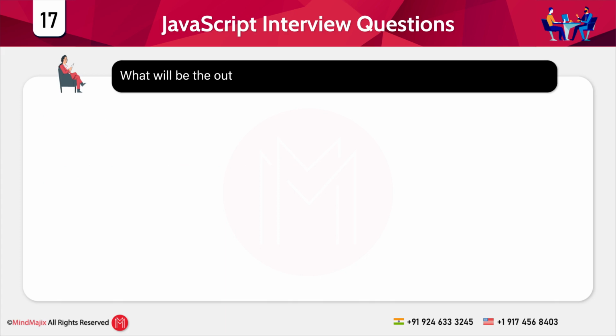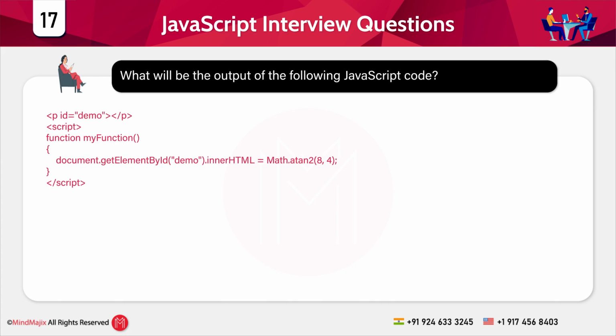What will be the output of the following code? Then in a script, the same code is there. So what it displays, Math.atan2 in brackets 8 comma 4. So the atan2 of 8 and 4 value. What is the value of atan2 for the 8 and 4 value? The options are 1.00, 1.01, 1.05, 1.10.